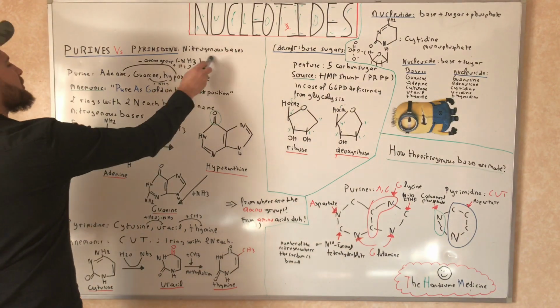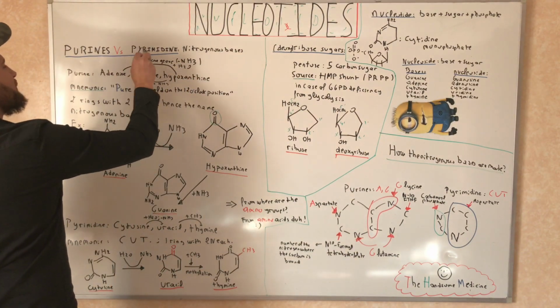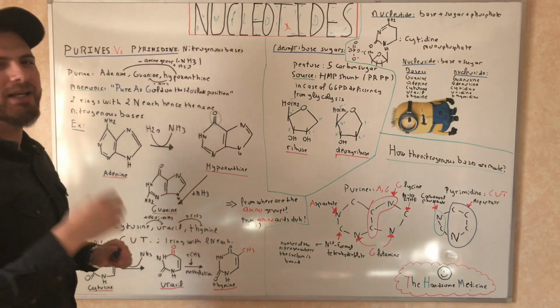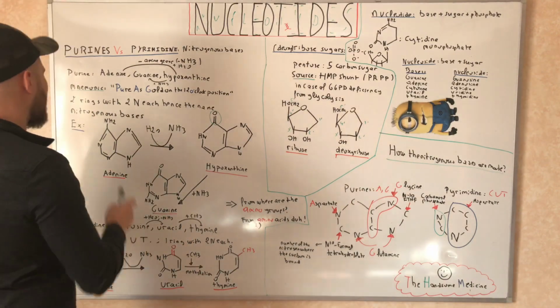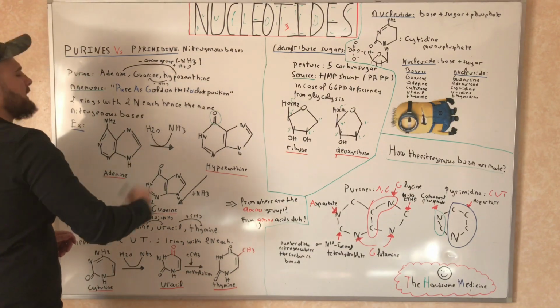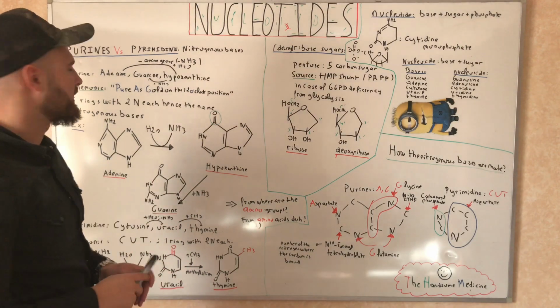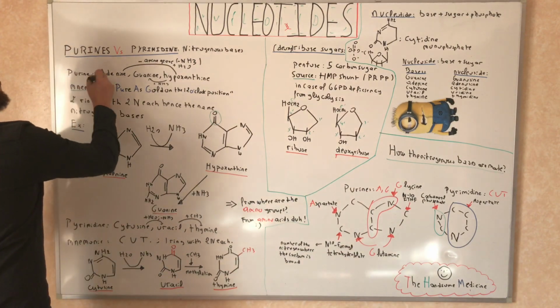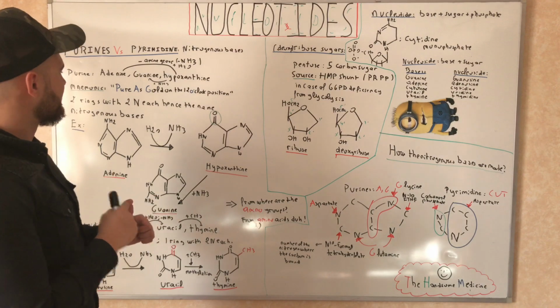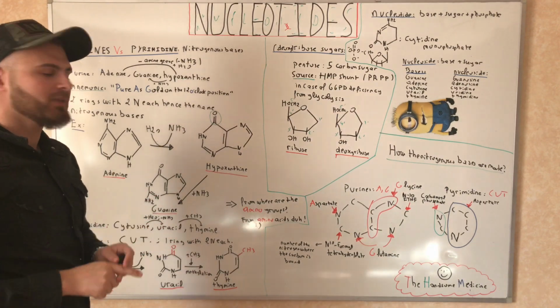So the nitrogenous bases are the purines and the pyrimidines. Why are they called nitrogenous bases? Because they have nitrogens in their structures. As simple as that. So what are the purines? The purines are adenine, guanine, and hypoxanthine.